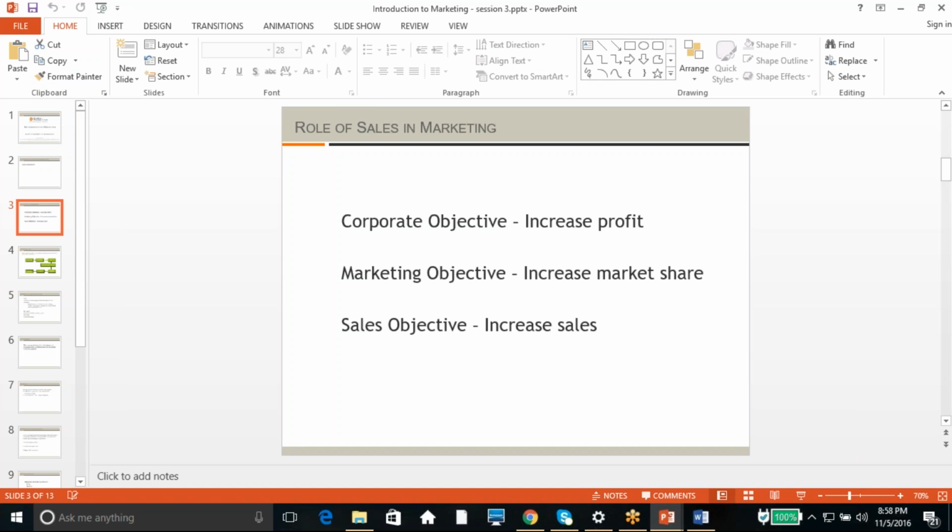The sales fellow looks at it in a short perspective only, and that's why it's called the last mile of marketing. And the corporate, on the other hand, including the finance and the board and everybody, are interested in the profitability of the organization. Three different conceptual things.